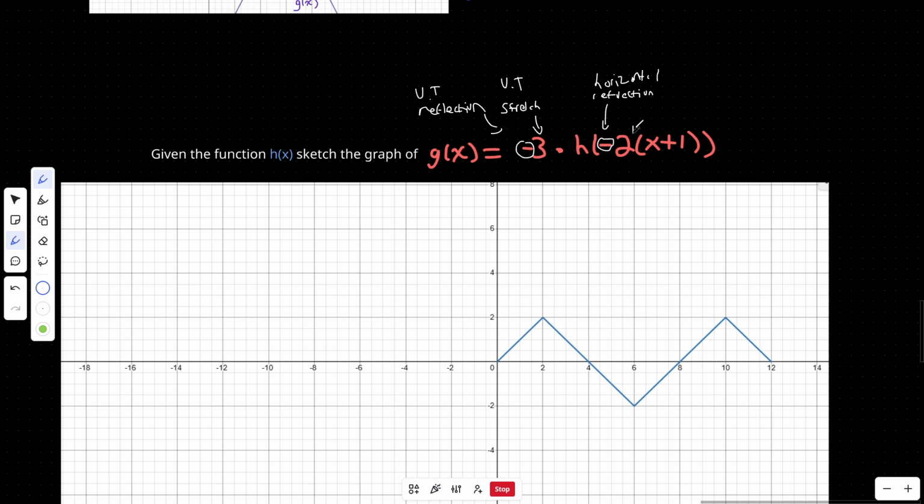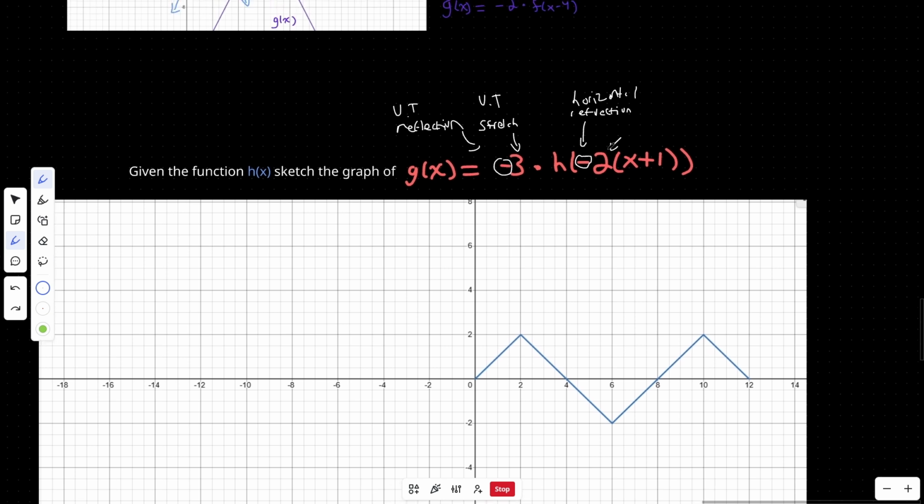And there's also a horizontal stretch. And remember, with horizontal stretches, you have to divide by this number, so 1 divided by this number. So you have to say a horizontal stretch by a factor of 1 over this value, so it's going to be 1 over 2.